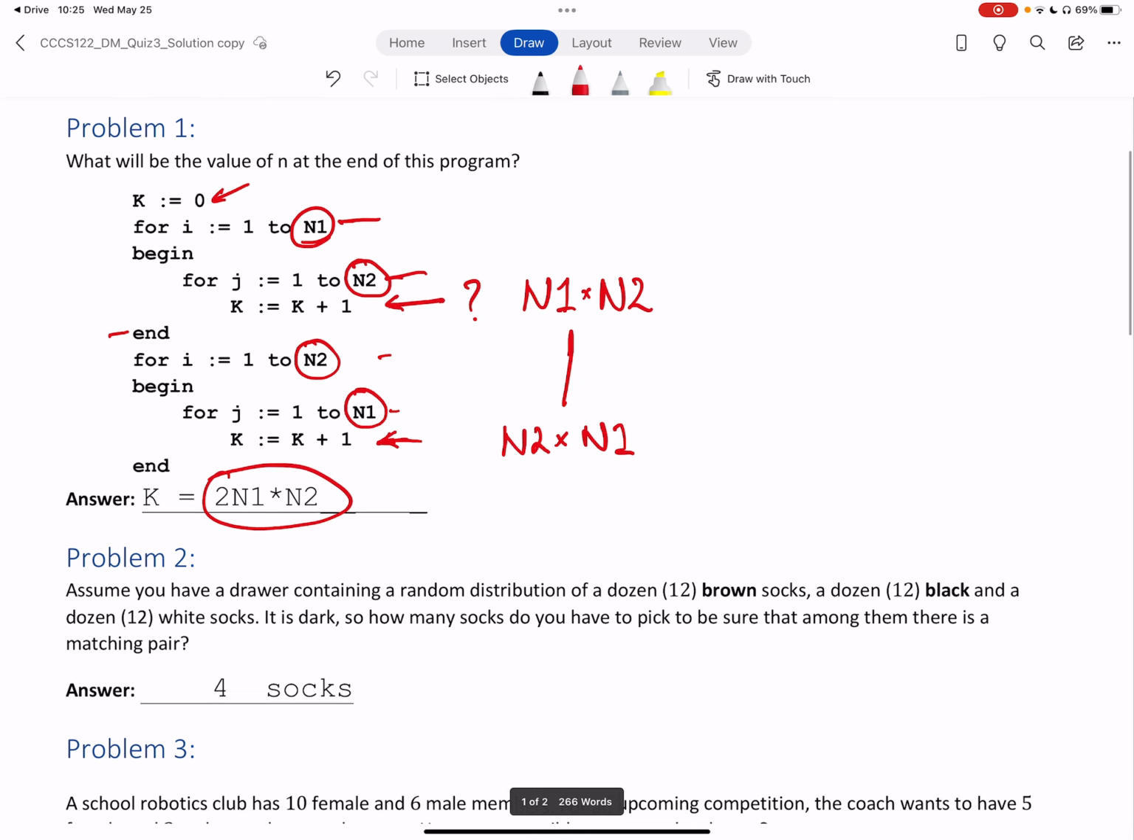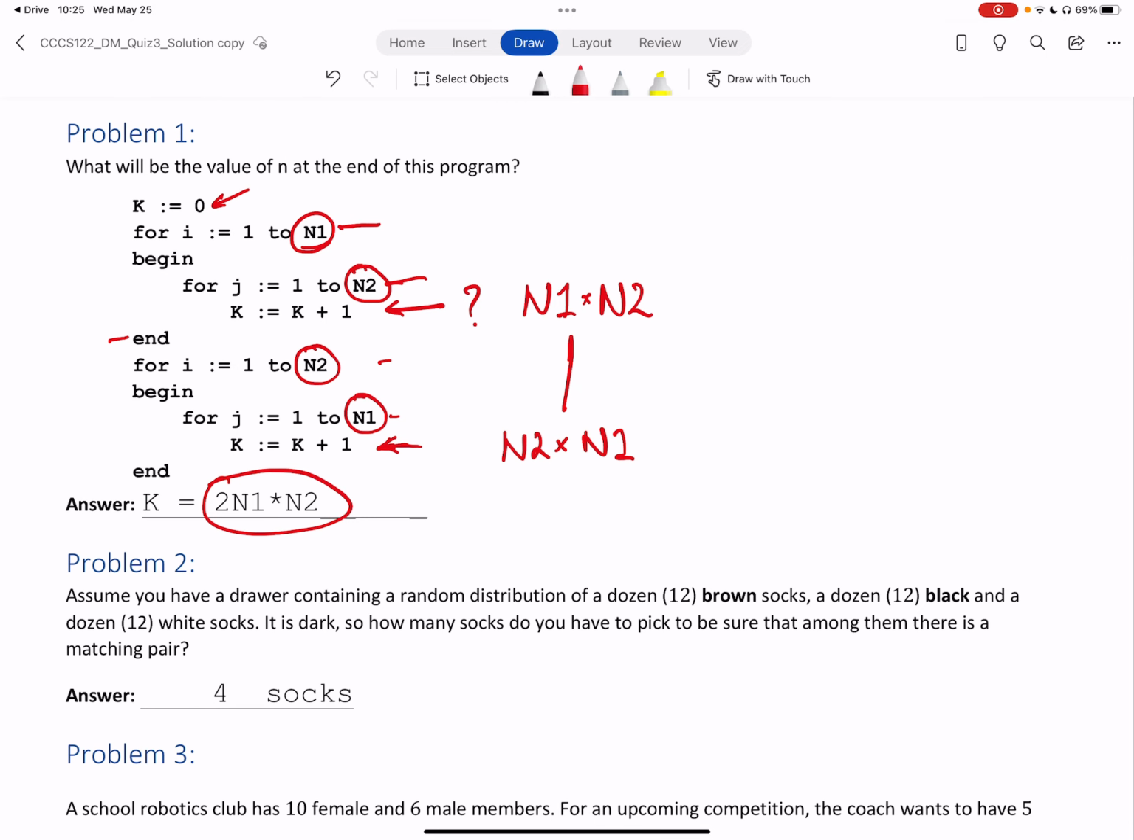All right. Problem 2 is related to the pigeonhole principle. So we have a drawer, and there was a very similar problem in our lecture, I think, where we had a drawer of socks of 2 different colors. In this one, we have 3 different colors. We've got 12 brown socks, 12 black socks, and 12 white socks.